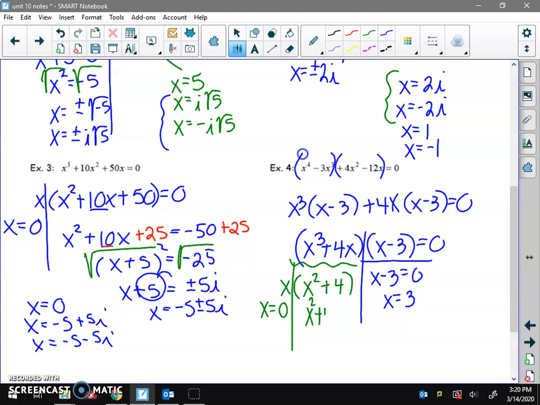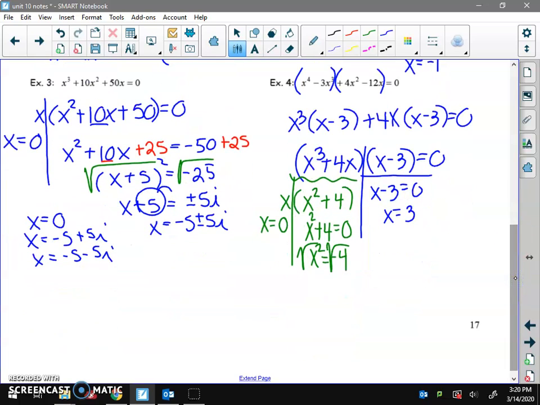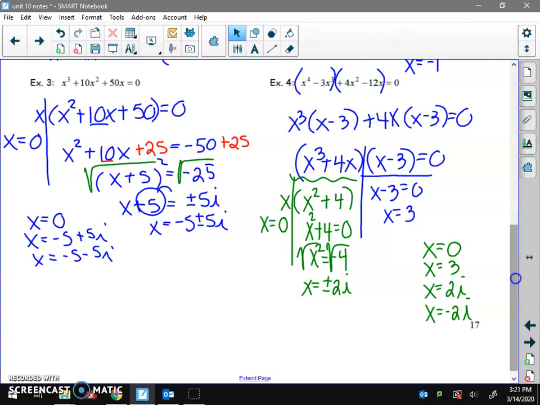What's left now is x squared plus 4. x squared plus 4 would have to equal 0. So x squared could equal negative 4. When I take the square root of that, the square root of negative 4 is plus or minus 2i. So this was a 4th degree equation. I have x equals 0, x equals 3, x equals 2i, and x equals negative 2i. And again, please take note, how many imaginaries did you get? 2.